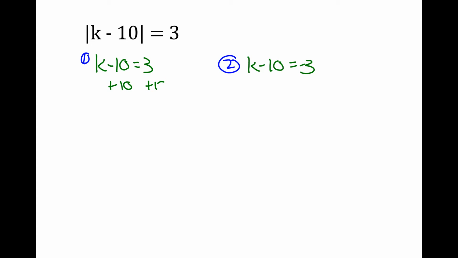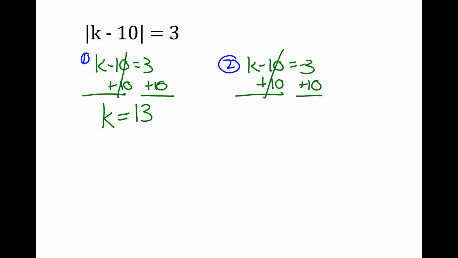Add 10 to both sides over here. K equals 13. Add 10 to both sides over here. These cancel. K equals negative 7. We write that in our curly brackets. We have negative 7, 13. And that's it.